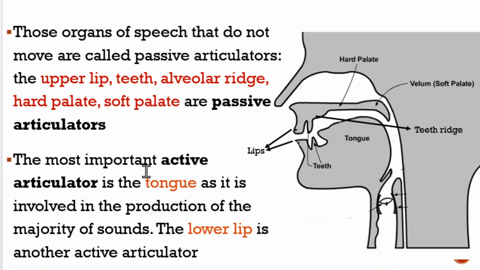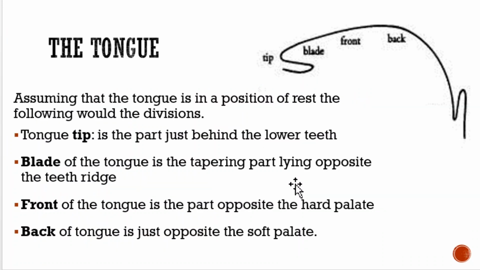And the two important active articulators are the tongue and the lower lip. The tongue is a very active articulator. It can move in many different ways. And the lower lip is also an active articulator. It can press against the upper lip. It can press against the upper teeth, causing different strictures. Strictures means narrowing. We need to look at the parts of the tongue.